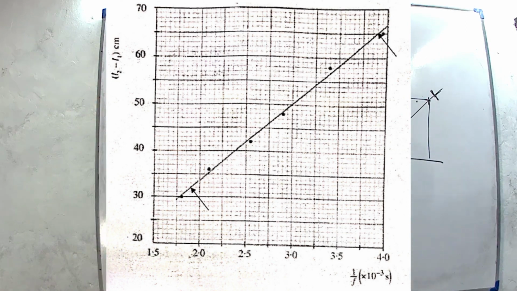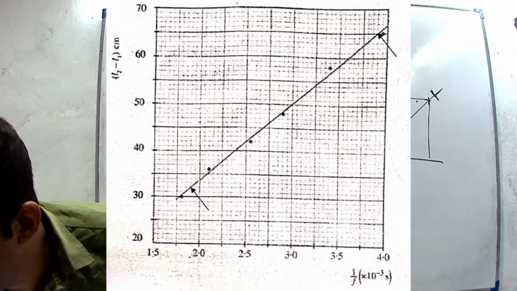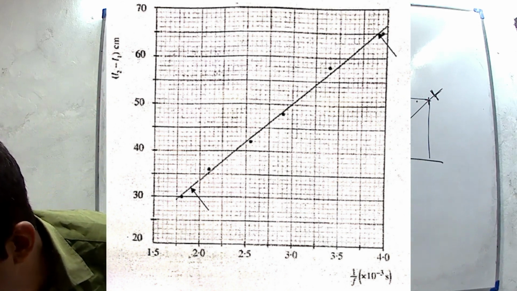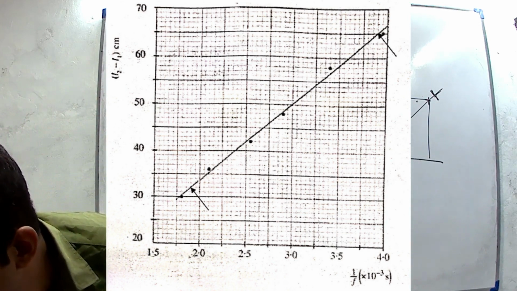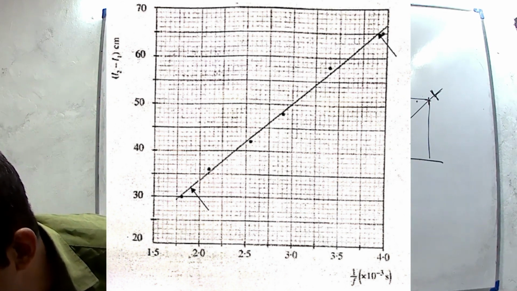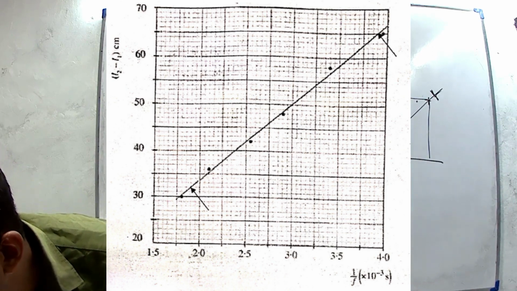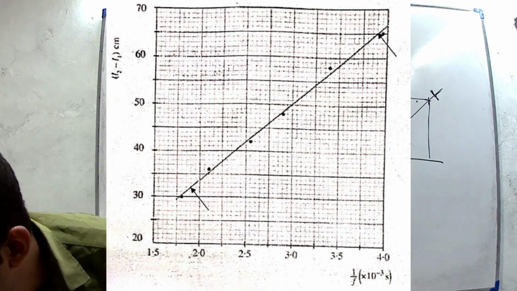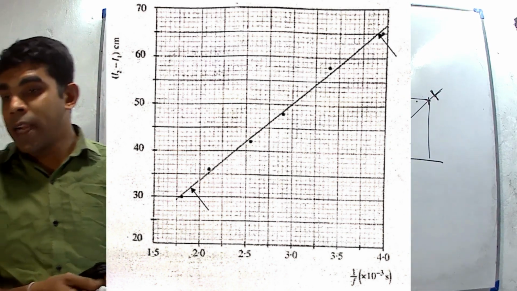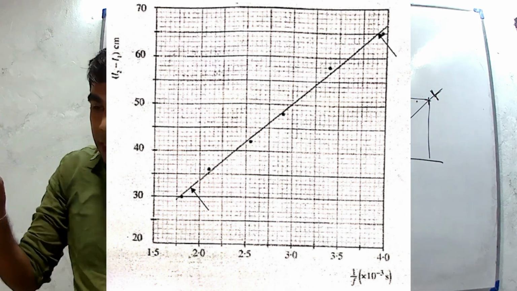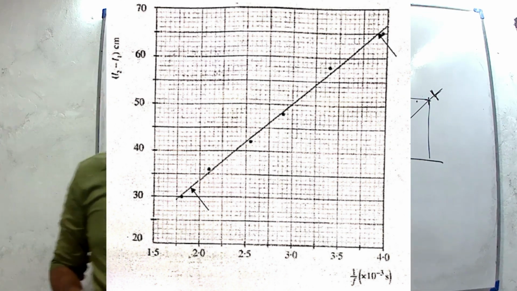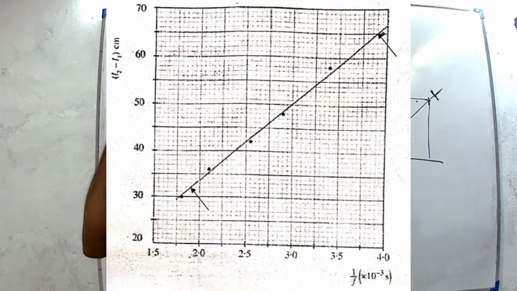For the first point, I mean the lower point, this one, the x value and y value. X value is 1.9, but you can see the axis. It is the physical quantity on the x-axis. It is 1 over f multiplied by 10 to the power minus 3.